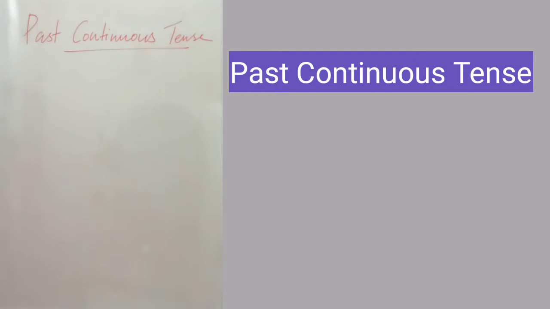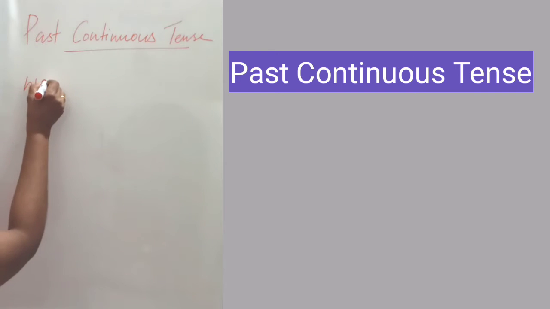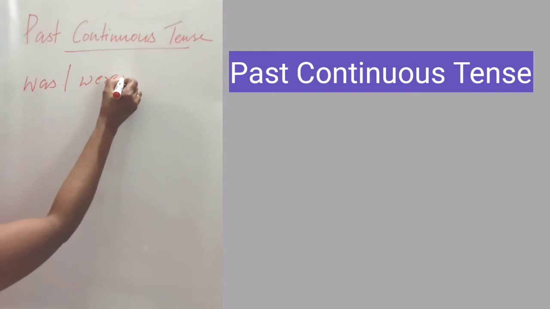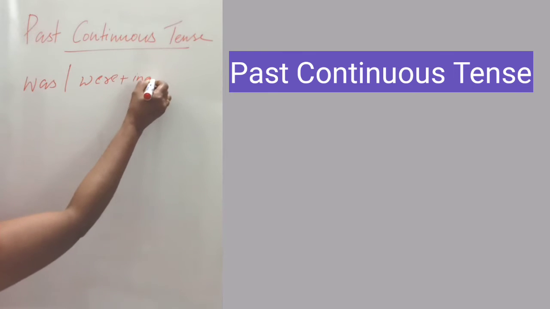Today we have past continuous tense. How to form past continuous tense? Was or were plus the ing form of the verb.